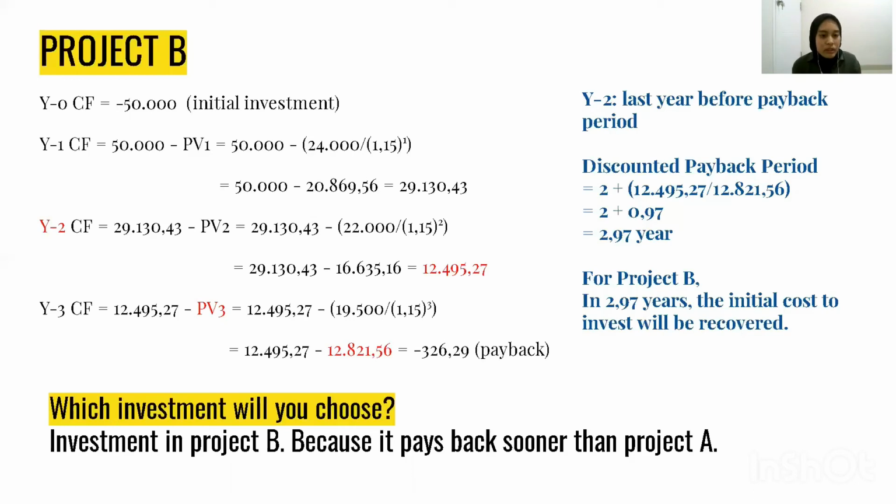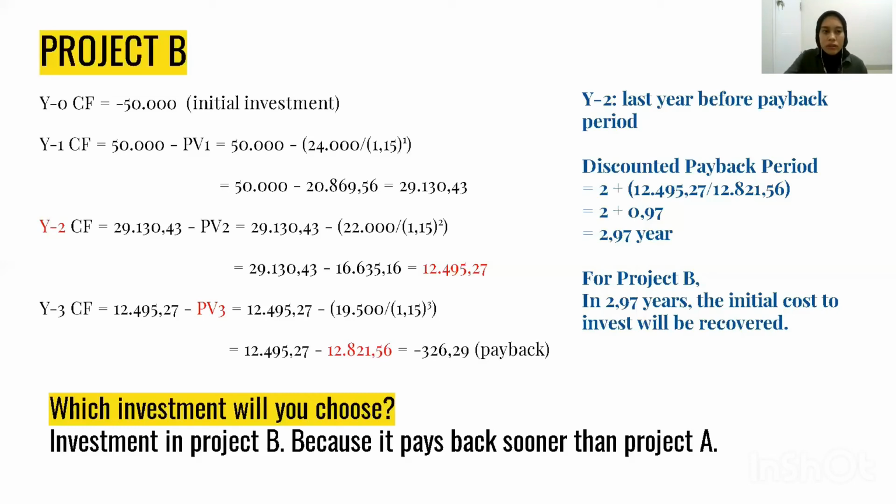The present value in year 3 is equal to 19,500 divided by 1.15 to the power of 3. So it is equal to minus 326. We also know that in year 3, the initial investment is paid back. So we know that project B actually gives the payback sooner than project A. But what is the exact payback period?